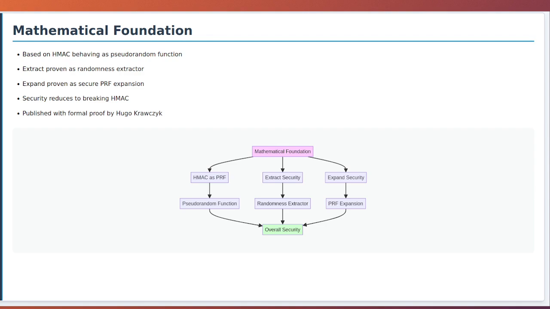The extract phase is proven secure under the assumption that HMAC behaves like a randomness extractor, which is a function that can pull uniform randomness from a weakly random source. The expand phase security relies on HMAC being a secure PRF and on the counter-based construction that chains blocks together. The mathematical beauty of HKDF is that it achieves strong security with minimal computational overhead, just a small number of HMAC operations proportional to the output length you need.